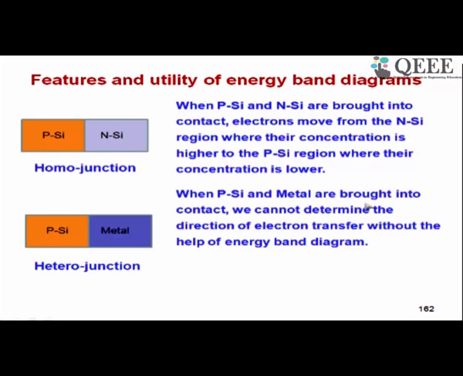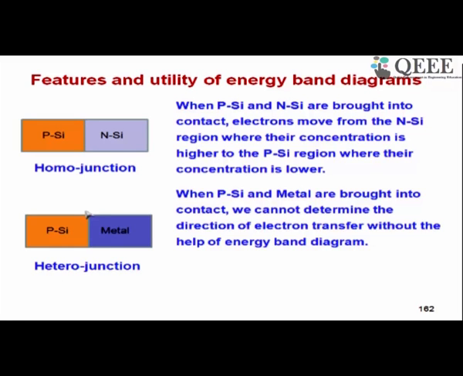When p-type silicon and metal are brought into contact, we cannot determine the direction of electron transfer without the help of an energy band diagram. So we cannot simply say metal has more electrons than p-type silicon. Therefore, when you join metal to p-type silicon, electrons will move from metal to p-type silicon to create the space charge layer, right? Because it is not correct to go by concentration alone.